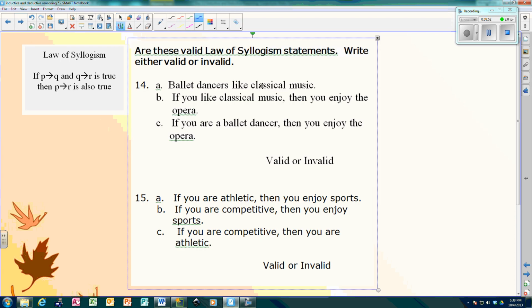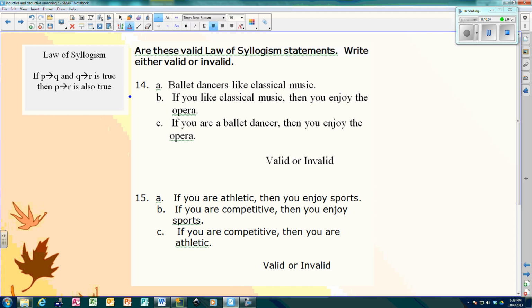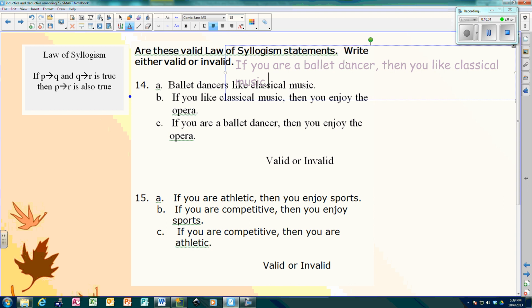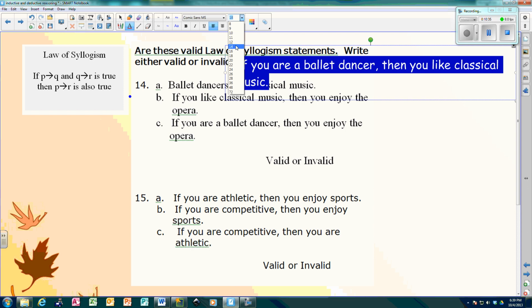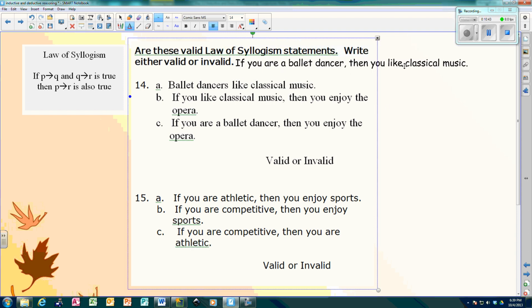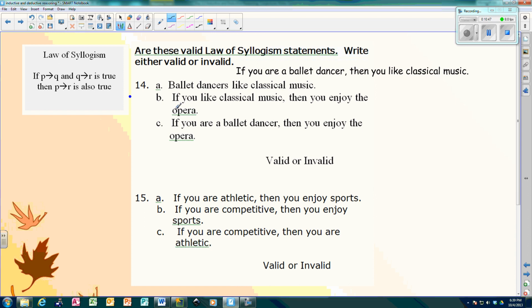So now let's decide if these two are valid or invalid based on the information that's given. All right, ballet dancers like classical music. So couldn't I say, if you are a ballet dancer, then you like classical music, period. Let me make this a little bit smaller and darker so we can see it better. So if you are a ballet dancer, then you like classical music.